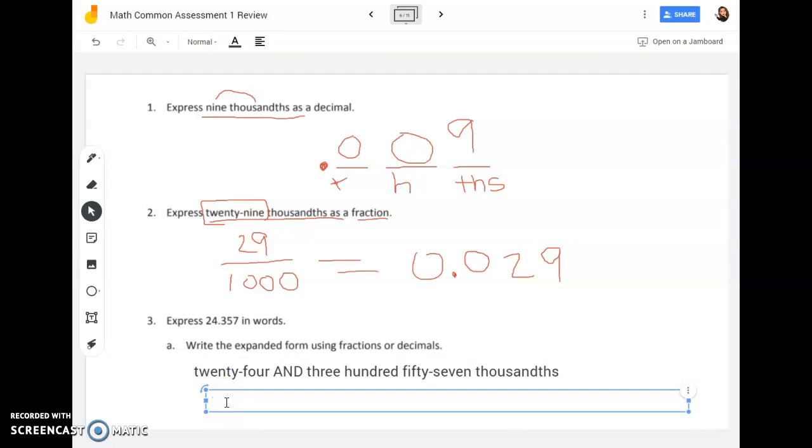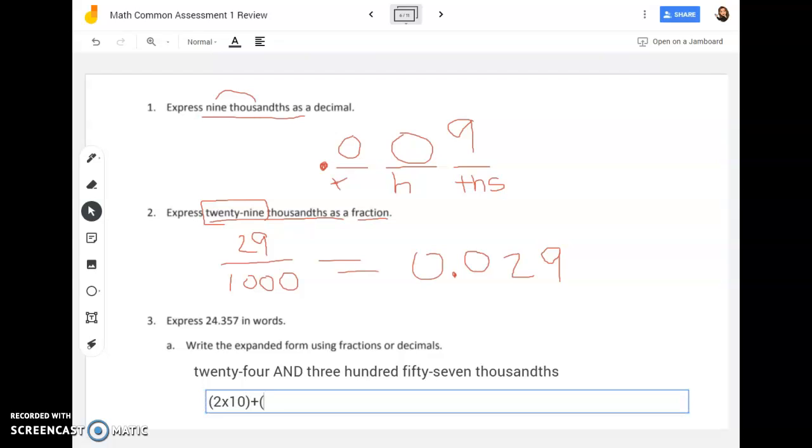So let's do it. We'll do it with decimals first. So I have 2 tens, and I know to put times 10 because my 2 is in the tens place. 2 times 10 gives me 20.